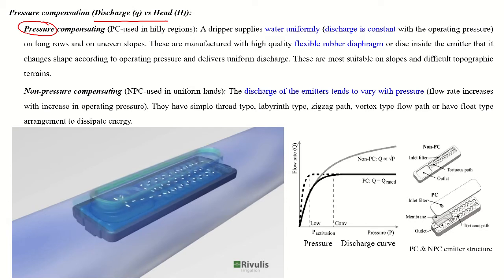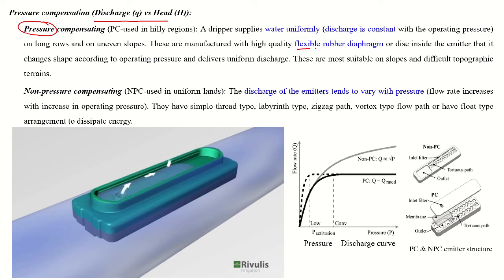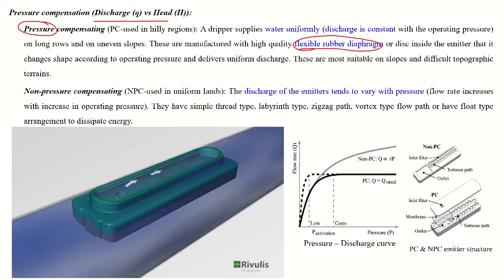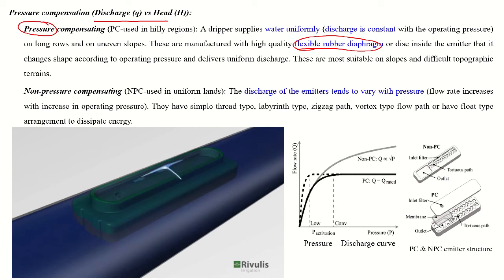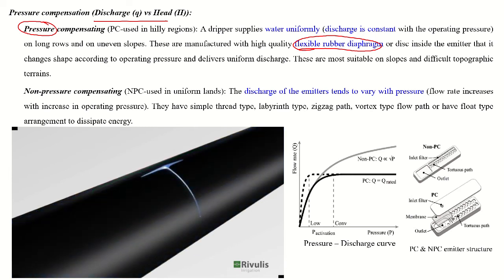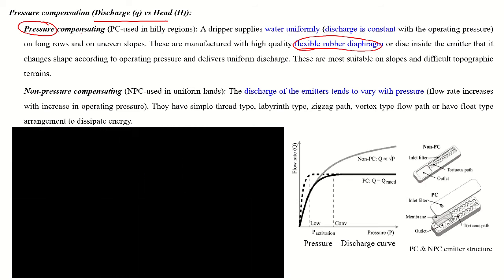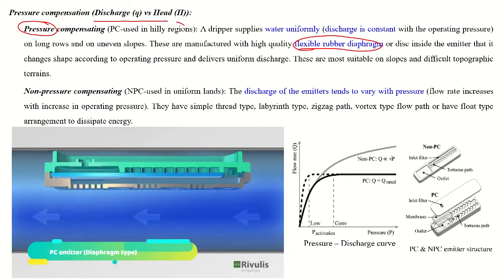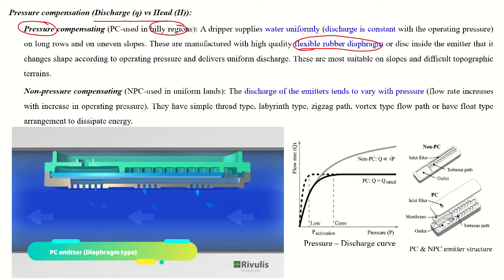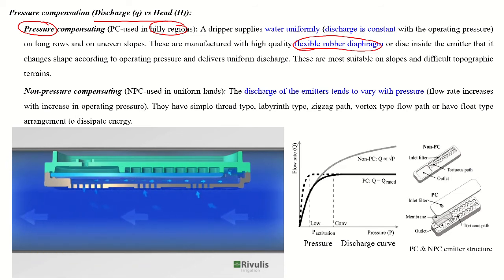Okay, so to avoid the higher discharge from this emitter, we will use the diaphragm. So the flexible rubber diaphragm is there. This will maintain the constant discharge which comes out from your emitter. This is called a pressure compensating emitter. This type is mostly used in the hilly regions, whereas the non-pressure compensating emitters are used for uniform or leveled lands.